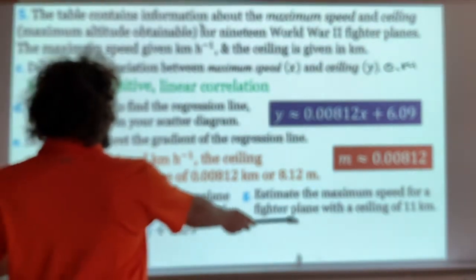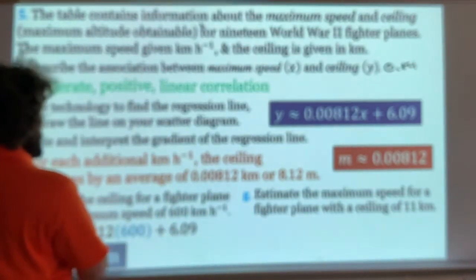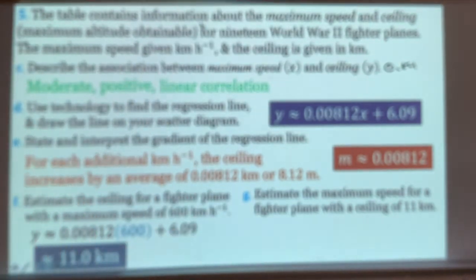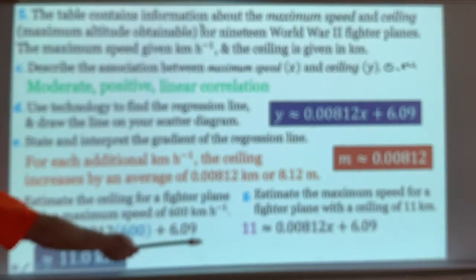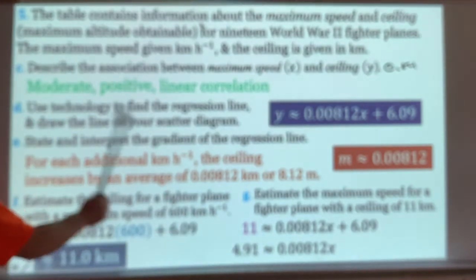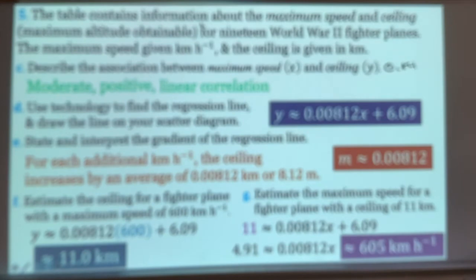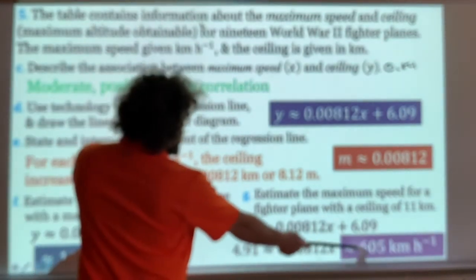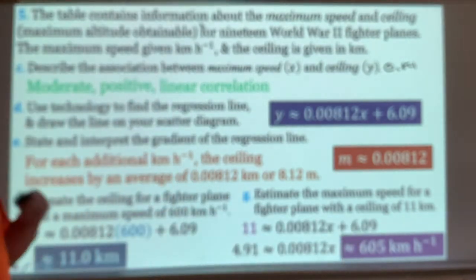Estimate the maximum speed for a height of 11 kilometers. Oh, look at it. Pretty much going backwards. So if you did 11 equals all that stuff, you would subtract 6.09 from both sides. You get 4.91 is all that stuff. Divide it all, and you get about 605 kilometers per hour. Why are they different? Well, the only reason they're different is we did estimate. So when you estimate or you round, you kind of get a couple of kilometers an hour off, which is acceptable.